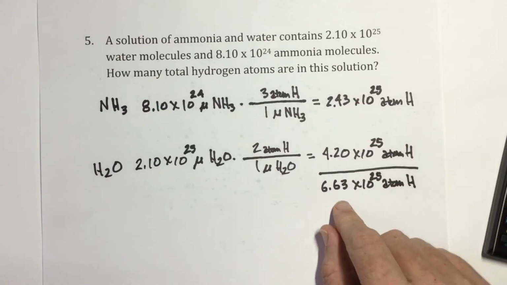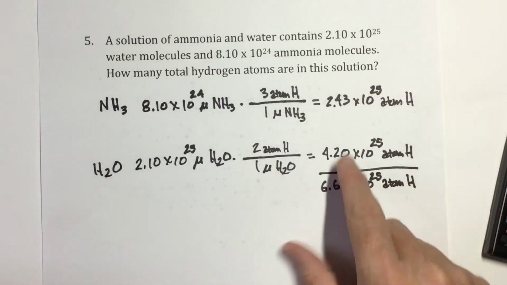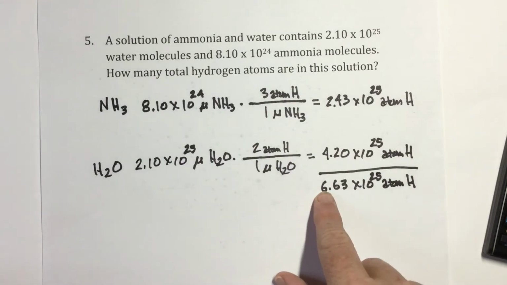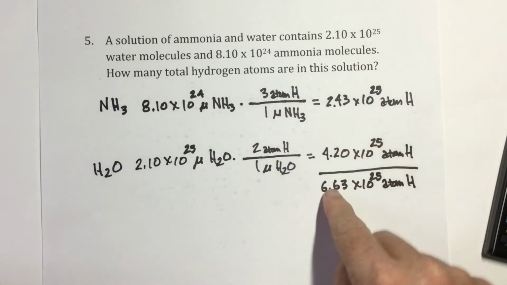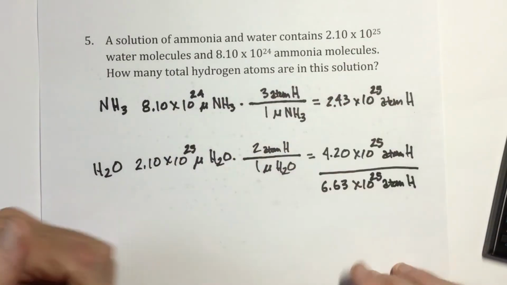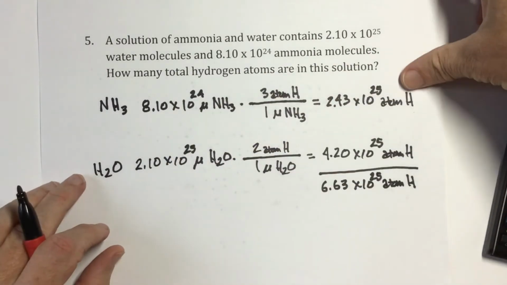Again, just adding them doesn't change the exponent unless this addition should work out to be a number greater than 10, which means I'd have to move this decimal place. But in this case, it doesn't. It's just 6, 6, and 3. So there's your answer right there. 6.63 times 10 to the 25.